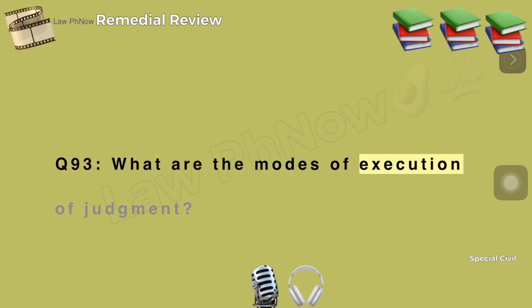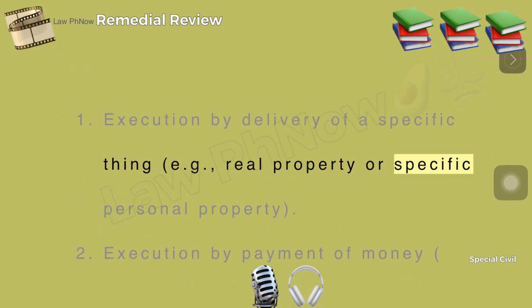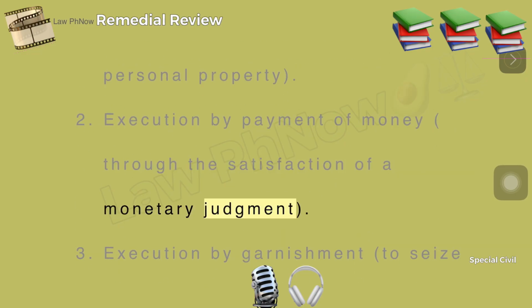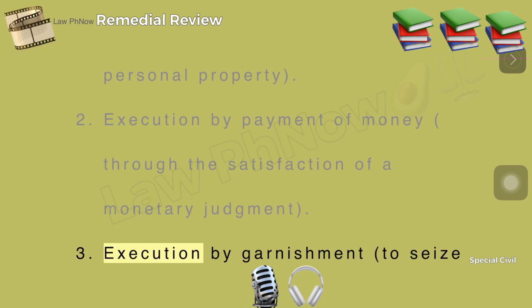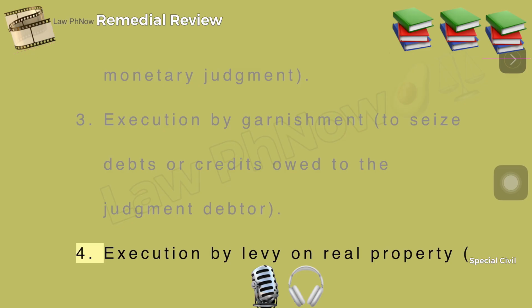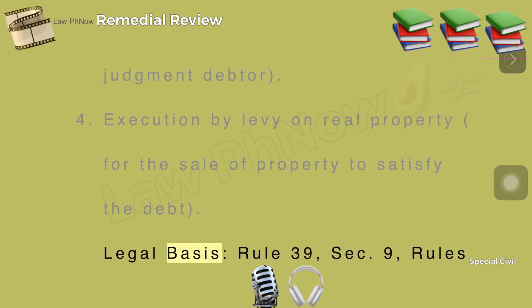Q93. What are the modes of execution of judgment? A. 1. Execution by delivery of a specific thing, e.g., real property or specific personal property. 2. Execution by payment of money, through the satisfaction of a monetary judgment. 3. Execution by garnishment, to seize debts or credits owed to the judgment debtor. 4. Execution by levy on real property, for the sale of property to satisfy the debt. Legal basis, Rule 39, Section 9, Rules of Court.